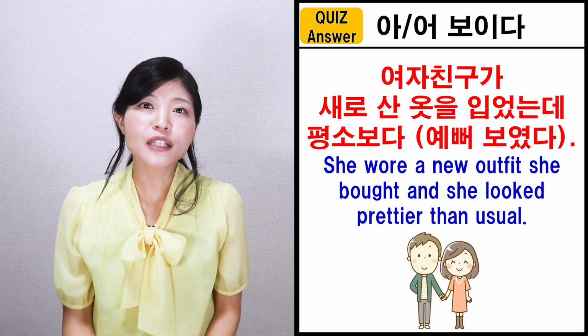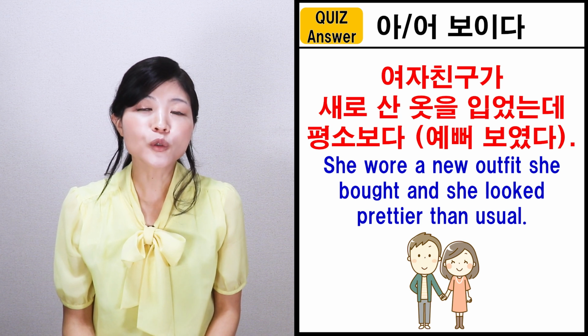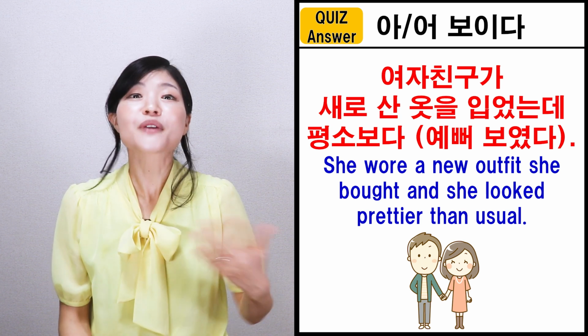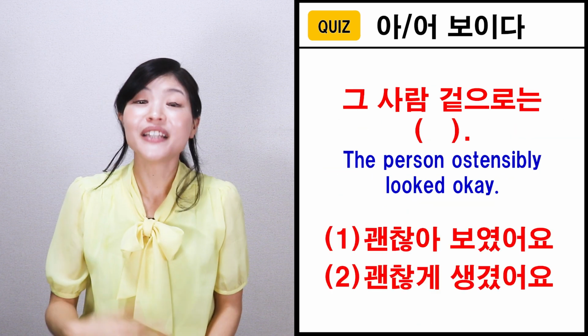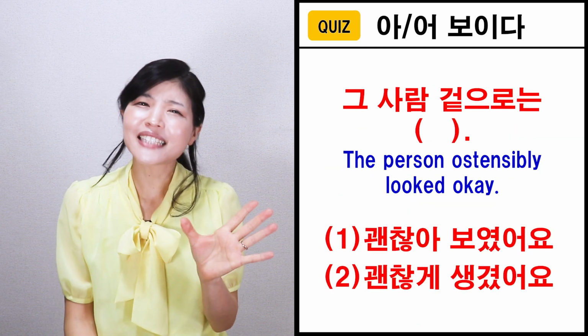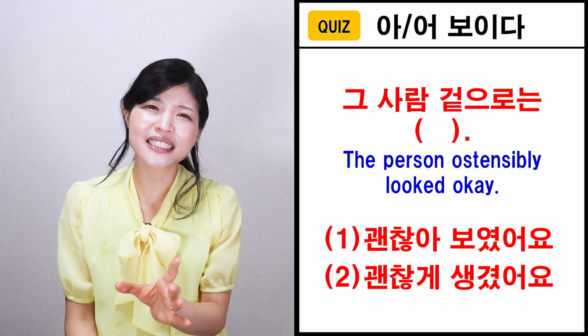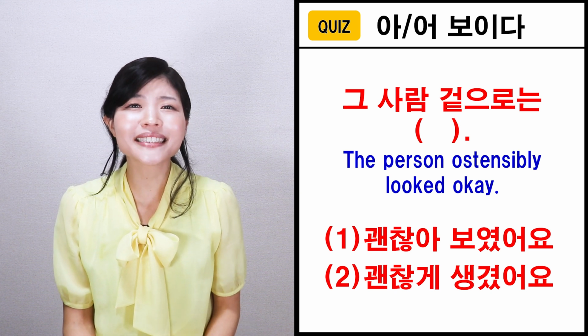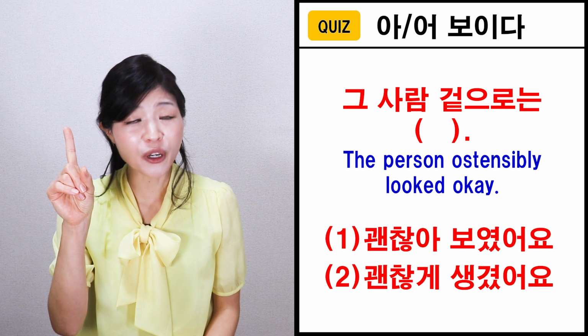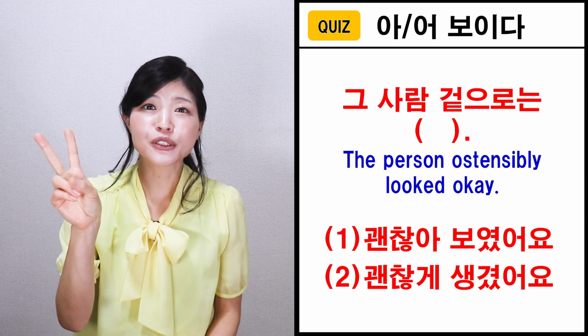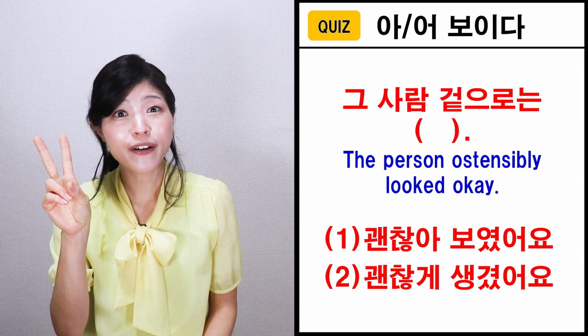Now let's read it together. 여자친구가 새로 산 옷을 입었는데 평소보다 예뻐 보였다. You can read it like I'm in love with her again. Now let's look at the next quiz. 그 사람 겉으로는 — the person ostensibly looked okay. Number 1, 괜찮아 보였어요. Number 2, 괜찮게 생겼어요.